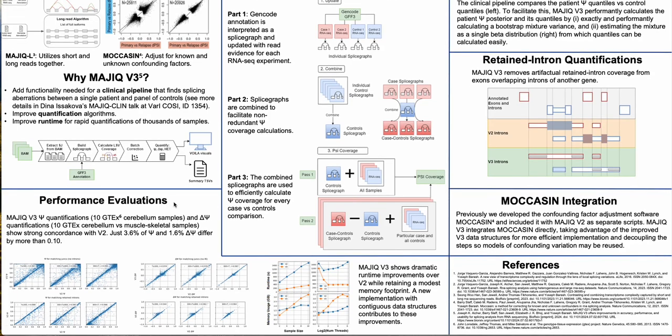Our performance evaluations show strong concordance between the psi and delta psi quantifications in MAJIQ V2 and V3. The psi values show strong correlations across splicing event types and coverage levels. MAJIQ V3 also shows dramatic runtime improvements over MAJIQ V2 while retaining a modest memory footprint. These improvements are aided by the new MAJIQ V3 implementation, which includes algorithmic improvements and contiguous data structures such as Dask arrays. These arrays can be manipulated efficiently for linear algebra operations and are relatively performant in disk I/O operations.